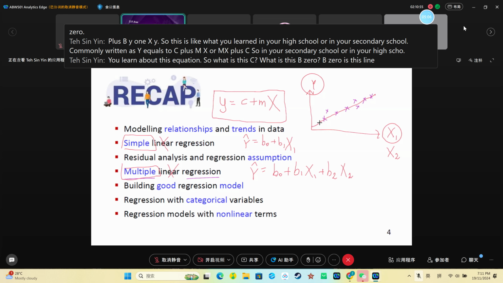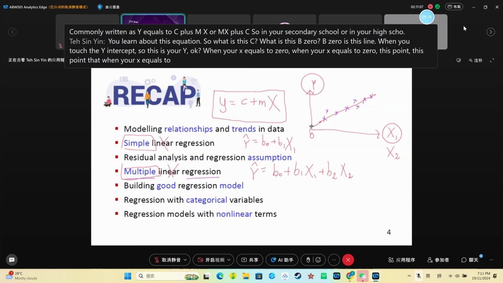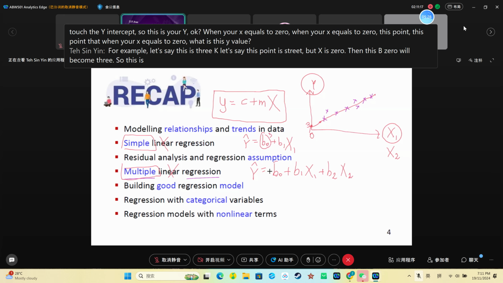When you touch the y-intercept, so this is your y. When your x equals 0, what is this y value? For example, let's say this point is 3 when x is 0. Then this B0 will become 3. So this is what we call the y-intercept. Y-intercept is your B0.